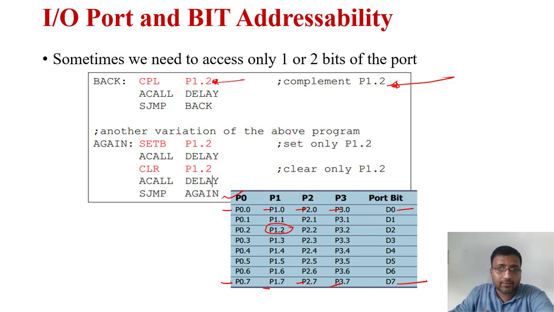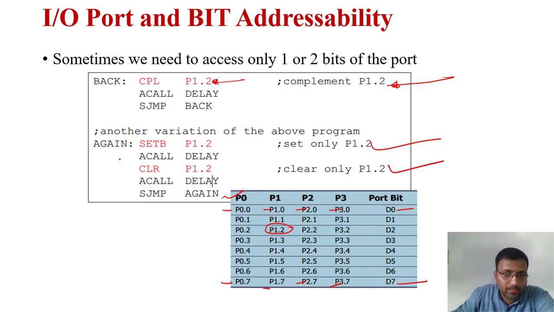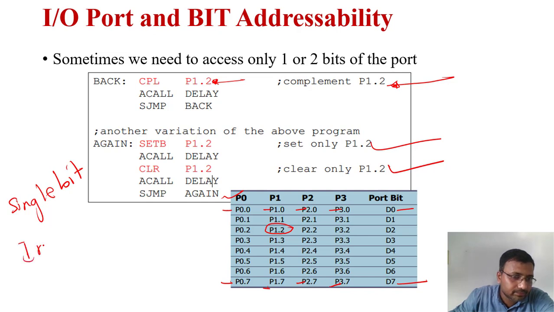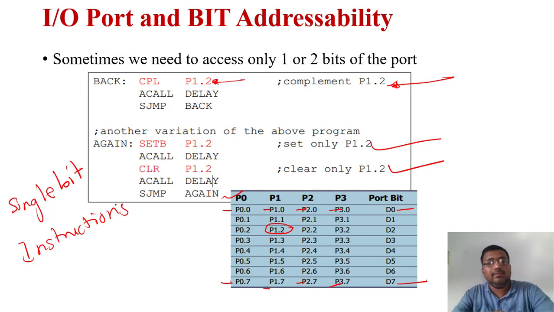Okay, another variation of the program: SETB P1.2. This sets only P1.2. Again, CLR P1.2 means it clears only P1.2. So this will act on only 1 bit. Okay, so single bit instructions are there. For this we are going to use single bit instructions. Okay, single bit instructions are used for clearing and setting a single bit.